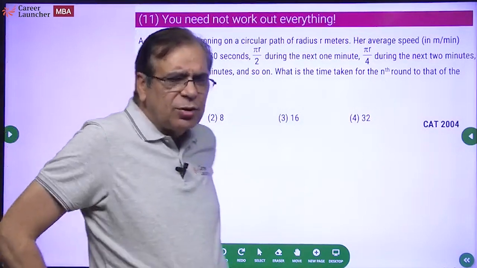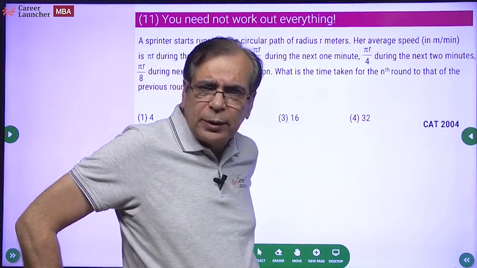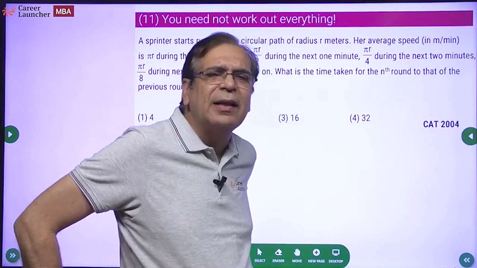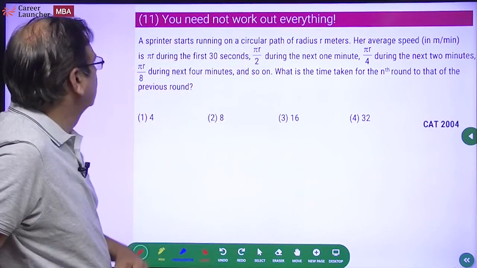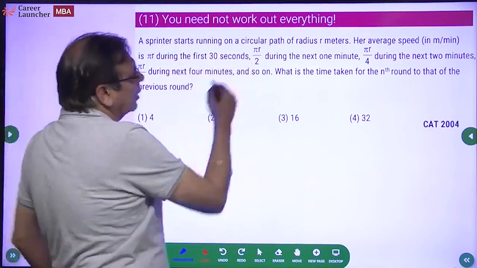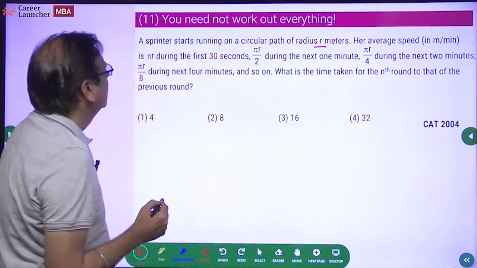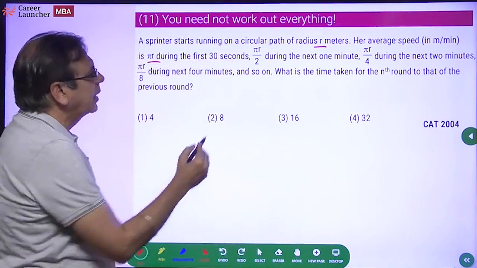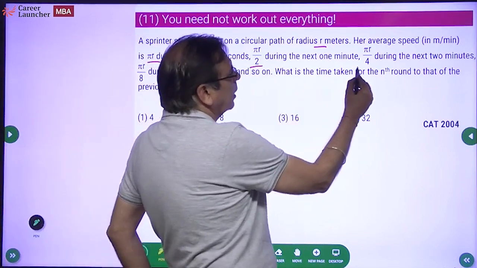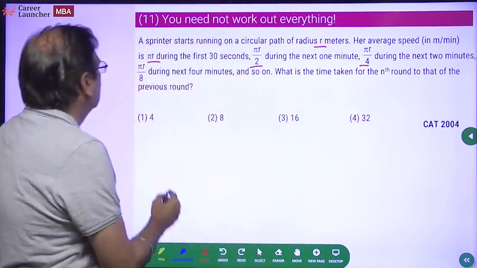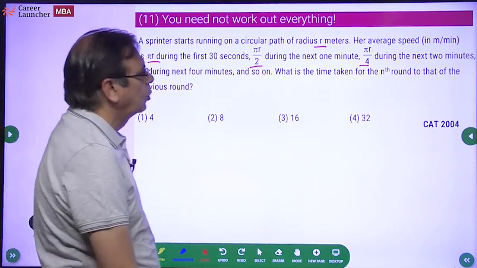Interesting question of time speed distance that tells you that if you are not willing to put in lot of effort in terms of calculation, you'll get the answer faster. Okay, let's look at this one. Sprinter starts running on a circular path of radius r meters. Her average speed in meters per minute is pi r during the first 30 seconds, pi r by 2 during the next 1 minute, pi r by 4 in the next 2 minutes, pi r by 8 in the next 4 minutes, and so on and so forth.